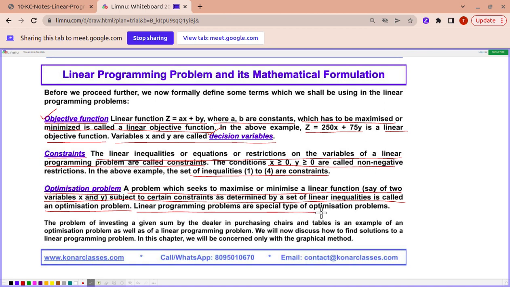Linear programming problems are a special type of optimization problem. So, the problem of investing a given sum by the dealer in purchasing chairs and tables is an example of an optimization problem, as well as of a linear programming problem. We shall now discuss how to find solutions to a linear programming problem, and in this chapter we will be concerned only with the graphical method.